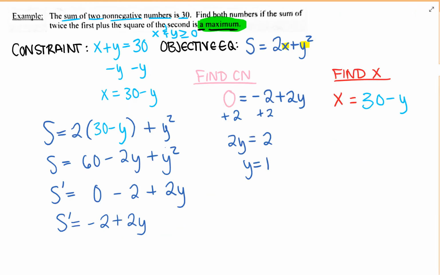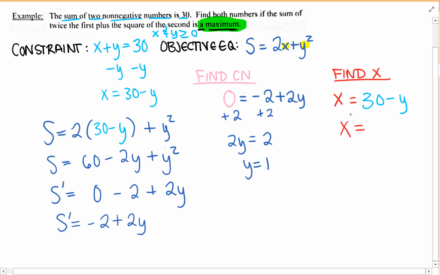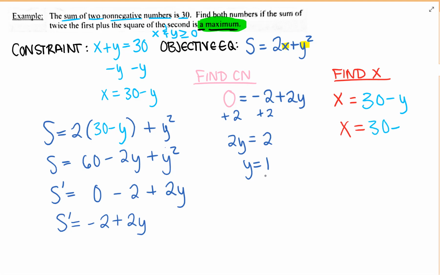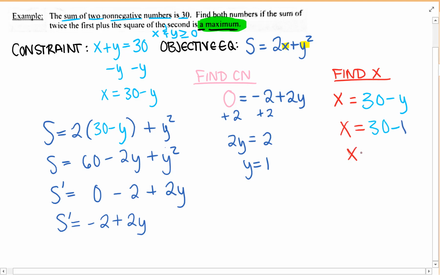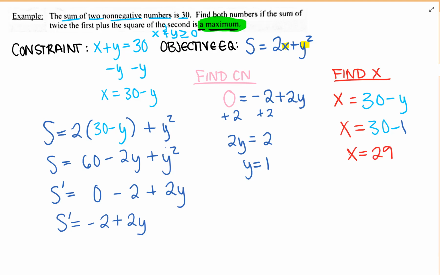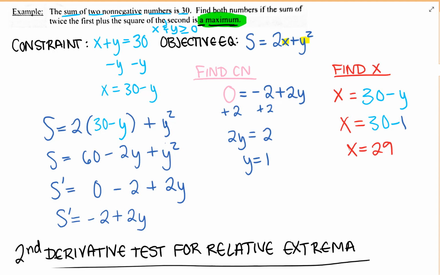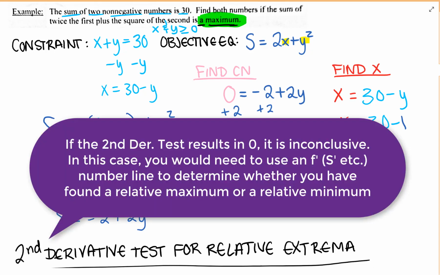I have one of the values, so now I will use the constraint to solve for the other value, which is x. X is equal to 30 minus y, so x is equal to 30 minus 1, x is 29. Since that was our only critical number, how do we know that this is the minimum? You can either make a number line, or you can use the second derivative test for relative extrema.